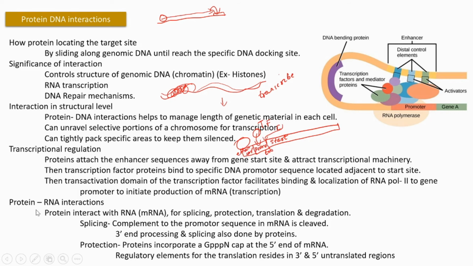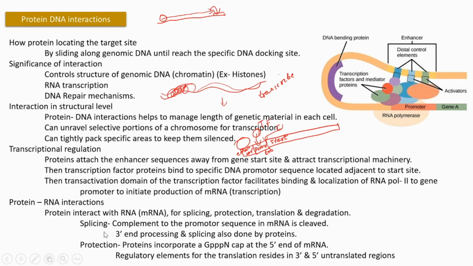Okay. Then as a result of transcription, what is forming? mRNA is forming. So in that stage, again some proteins in the form of enzymes make some other interactions with the RNA, that is, the mRNA. Those interactions are used for splicing, for protection of the mRNA, for the translation and degradation of the mRNA.